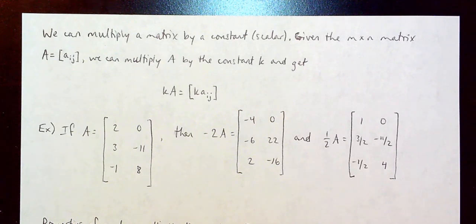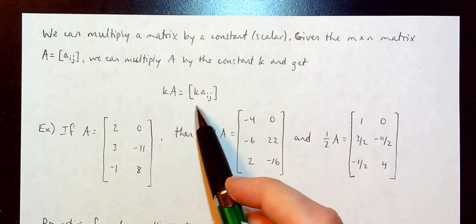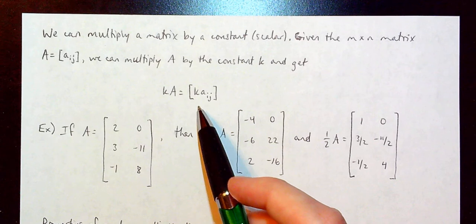This is where you'll start to see the word scalar being used, S-C-A-L-A-R. That's just a slightly more mathematical term for constant. So if you're given an m by n matrix A, we can multiply the matrix by some constant k and get the matrix kA. And all you're doing is multiplying every element of that matrix by whatever your constant k was.